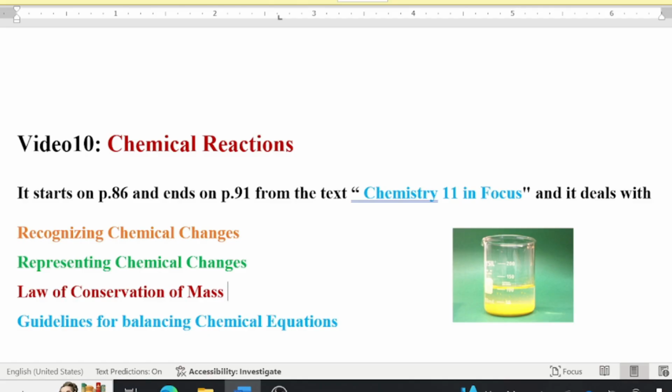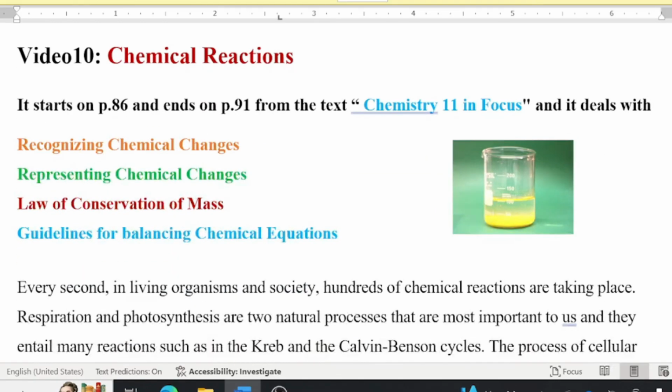Today our lesson deals with chemical reactions, and some of the concepts that are covered include recognizing chemical changes, representing chemical changes, the law of conservation of mass, and guidelines for balancing chemical equations.